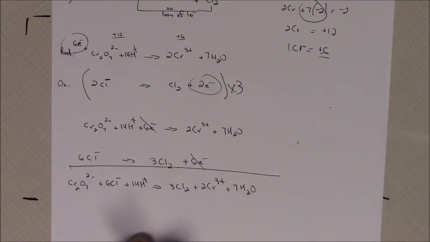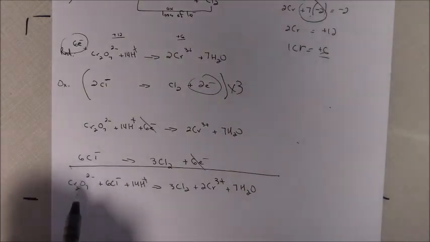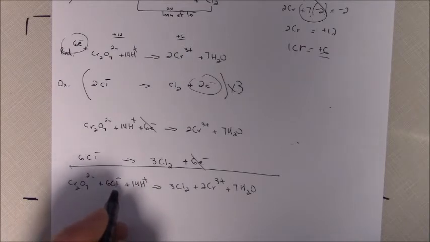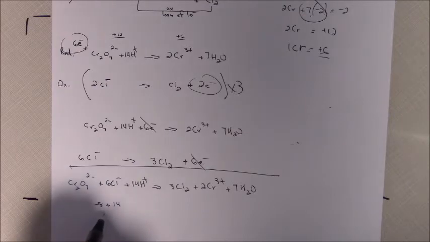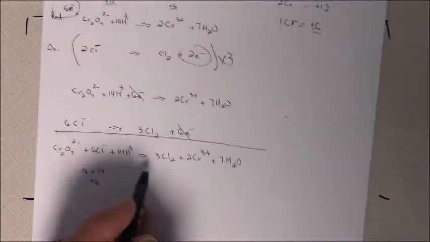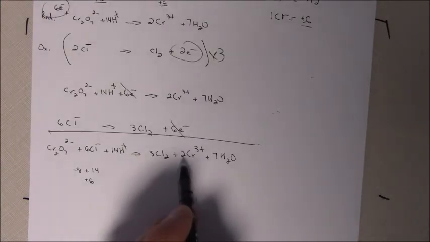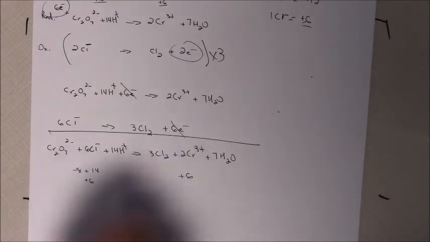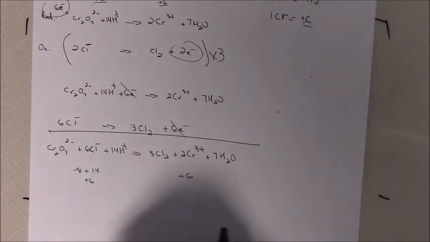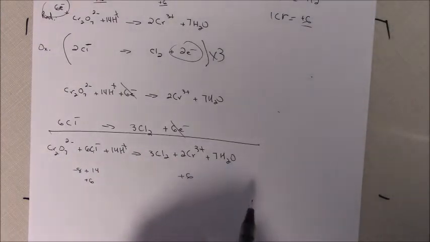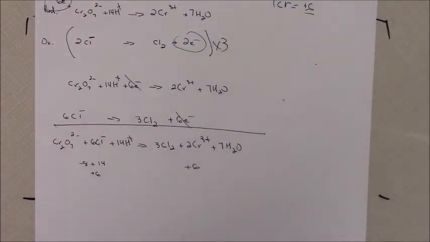So I think that's balanced. So of course you're going to check this. You've got 6 negatives plus 2 more, that's -8 plus 14, so you're at +6 on this side. This side has 2 at 3, you're at +6, so the charge balances. 6 chlorines, 6 chlorines, 2 chromiums, 2 chromiums, 14 H's, 14 H's. 7 O's, 7 there. So this is now balanced. So that looks good. And let's just see what else we have next.